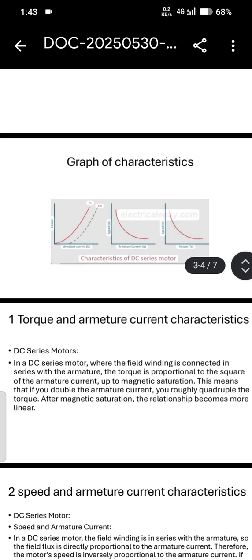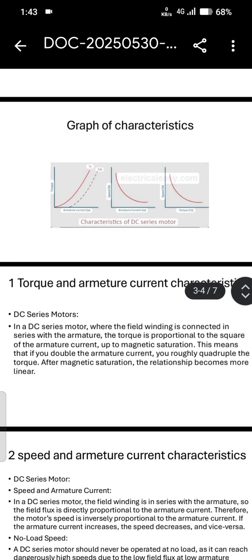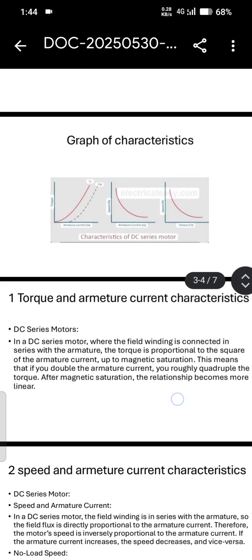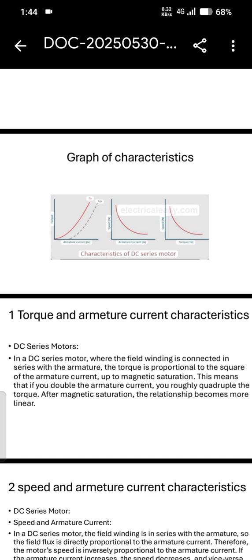So let's get started. The first characteristic is torque and armature current characteristics. In DC series motor, where the field winding is connected in series with the armature, the torque is proportional to the square of the armature current up to magnetic saturation. This means that if you double the armature current, you roughly quadruple the torque. After magnetic saturation, the relation becomes more linear.